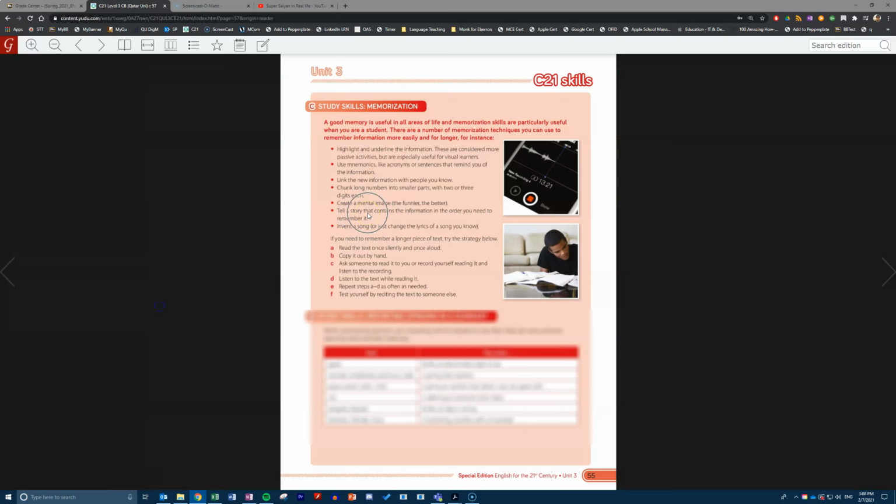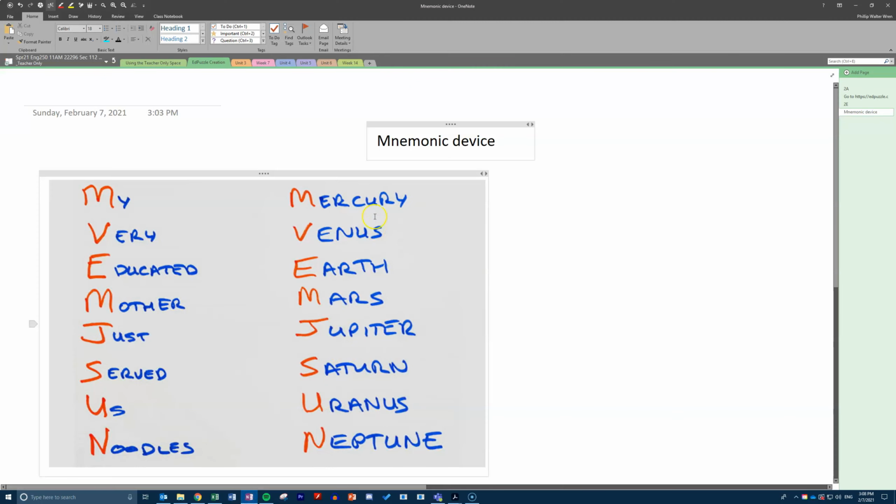Next, you could tell a story that contains the information in the order you need to remember it. This is another good way to memorize the information you're trying to learn. Let's come back to Mercury, Venus, Earth, Mars, Jupiter, Saturn, Uranus, and Neptune. You can think of a story that starts with a little boy named Mercury, who meets a new friend, and her name is Venus. And they want to travel to the planet Earth. When they get to Earth, they eat a Mars candy bar and drink a Jupiter-sized glass of Coca-Cola.